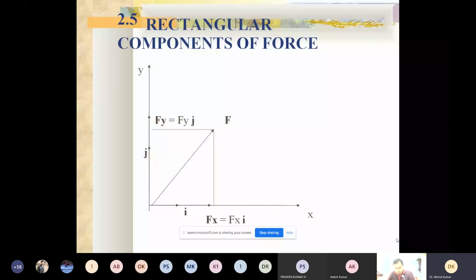This is force, and what will be the rectangular components of F, Fx and Fy? How should I write the Fx component? Vector F's Fx component we shall write as Fx i. This Fx is nothing but a magnitude. I am introducing a unit vector along x, y, z: i, j, k will be the unit vectors, whose magnitude will be 1 and directions will be in the x, y and z directions.